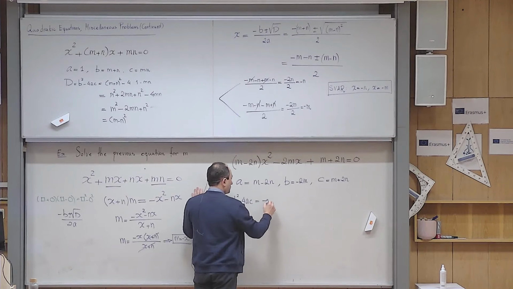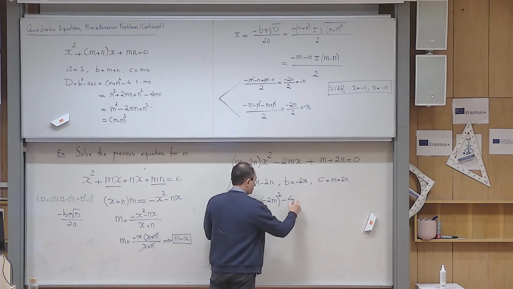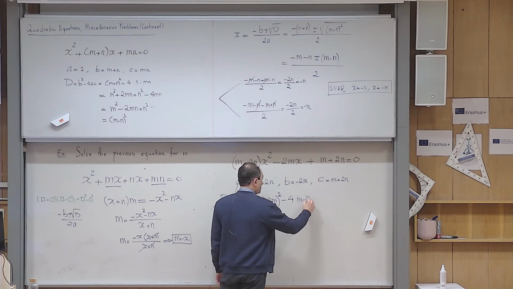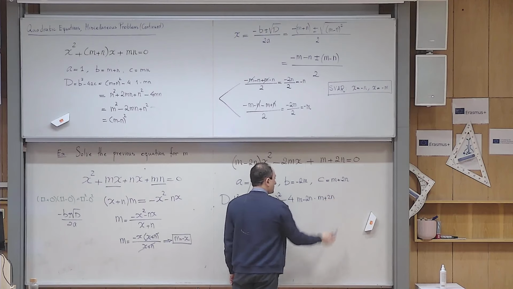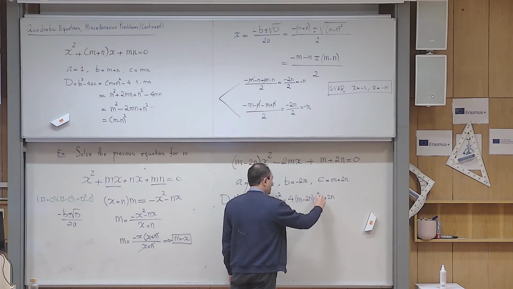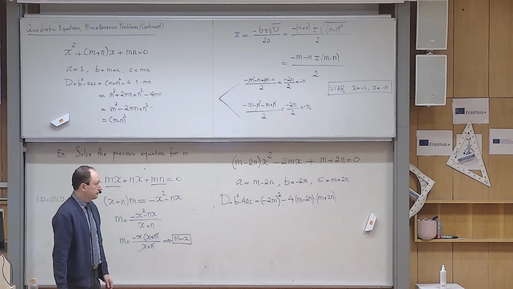So b is minus 2m, but your goal is to square it. Minus 4m. Some people still write like this. This is not a correct way. It is like you write an English sentence and you don't put commas, full stops. So you have to respect and put the pair of brackets around that. So this is the D.